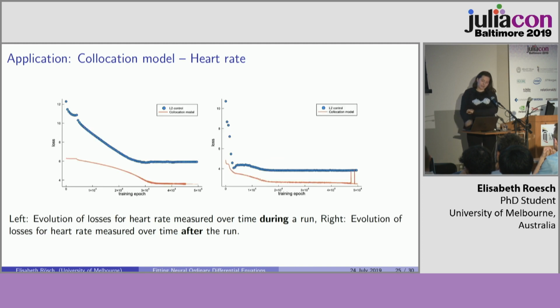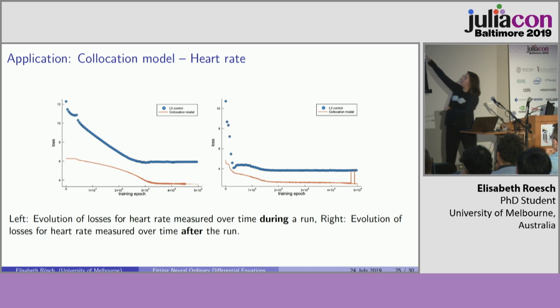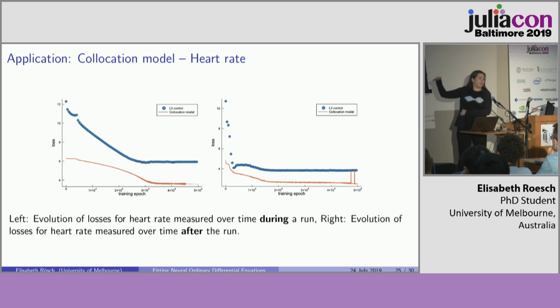And we can also look again at how the loss evolves over time. For example, down here, this is the collocation model again. You can see it drifts off, but it comes back again. There are these two little orange peaks, but it comes down again. So it's very nice to see that it drifts back in the right area.